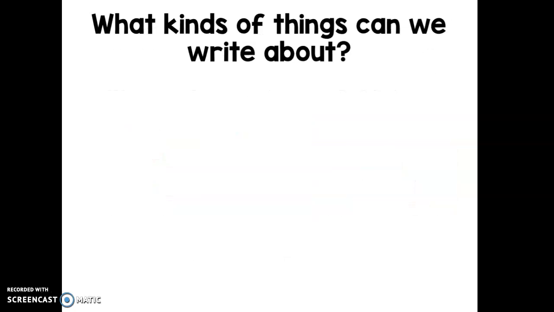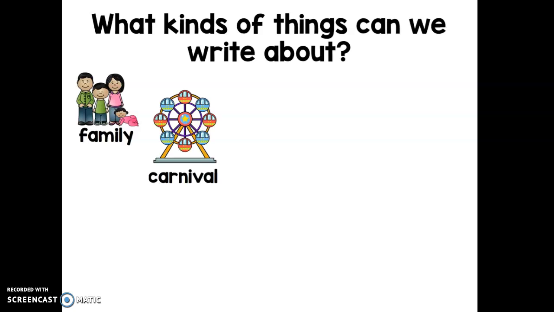So with that being said, what kinds of things can we write about? If a narrative is all about you and your life, what kinds of things in your life can you write about? So here are just some examples. Your family. So we know family is very important to us. You have a mom, a dad, aunt, uncle, grandparents, brother, sister, cousins, lots of people in your family who help to take care of you. So family is something you can write about for a personal narrative.